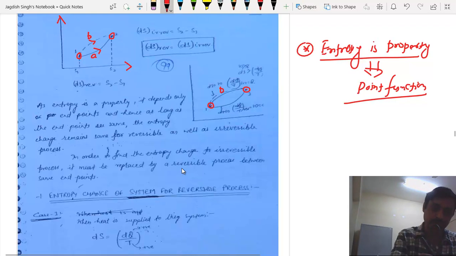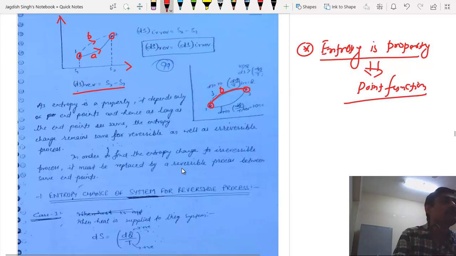Suppose that we have to find the entropy change for an irreversible process. Since it is an irreversible process, this path will be irreversible. If we know that entropy is a property, it does not depend upon the process. Therefore, if we replace this irreversible process by this reversible process, then what will happen? We will get the entropy change, this is S2 minus S1, right?